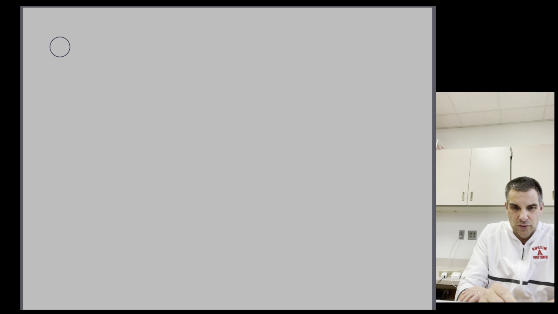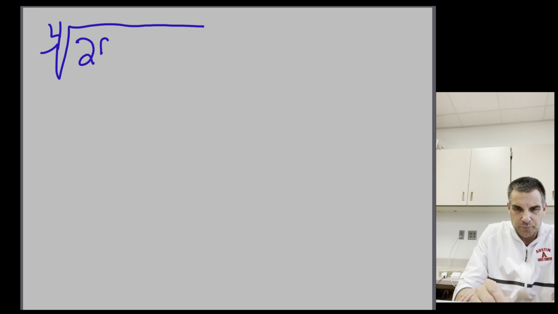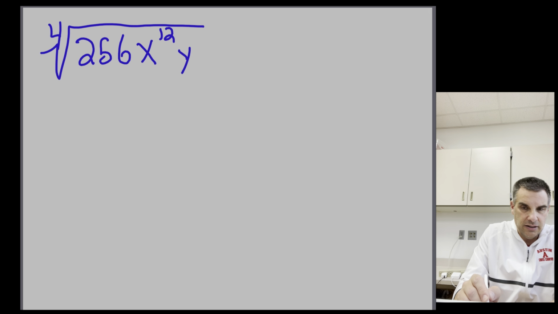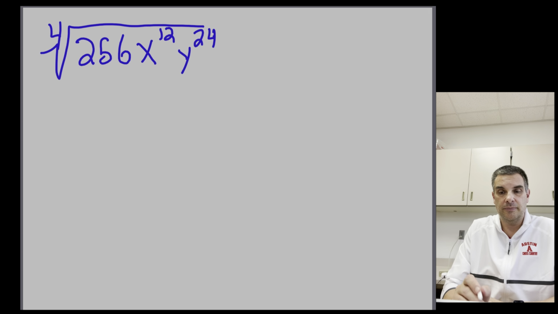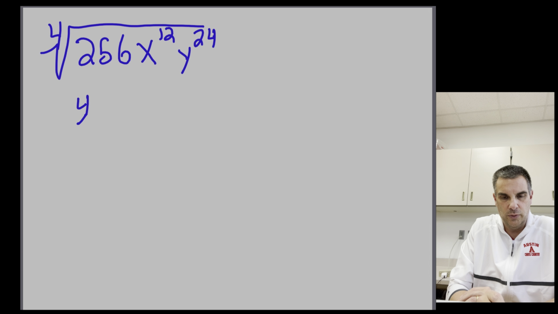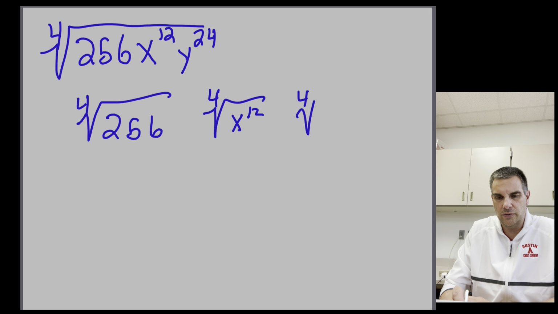Let's look at the fourth, oops, I gotta get a pen here. Let's go with the fourth root of 256, x to the 12th, y to the 24th. Okay, so we're just gonna rewrite it. So this is gonna be the fourth root of 256, which is just going to be a number, then the fourth root of x to the 12th, and the fourth root of y to the 24th.